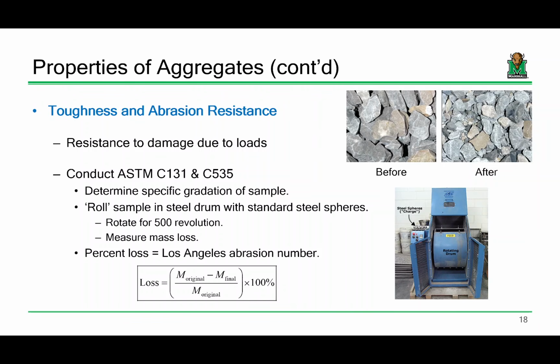Another test that might be done is a toughness test or an abrasion test. In the lab, you have this rotating drum. You put a sample of the aggregate in the drum, and you put in the drum a charge, which is basically big old steel balls, and rotate the drum for 500 revolutions. This is what your aggregate might look like before. This is what it's going to look like after. So you measure mass loss and whatnot. We're not going to do that in here, but it is a test that you might see.